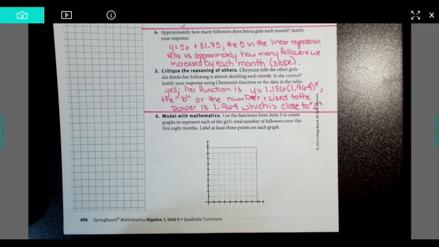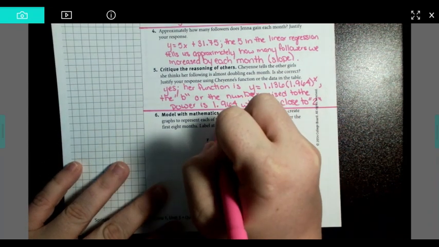Number 6, use the function from item 3 to create graphs to represent each of the girls' total number of followers over the first 8 months. Label at least 3 points on each graph. All right, so we're going to obviously start with Gina's followers.